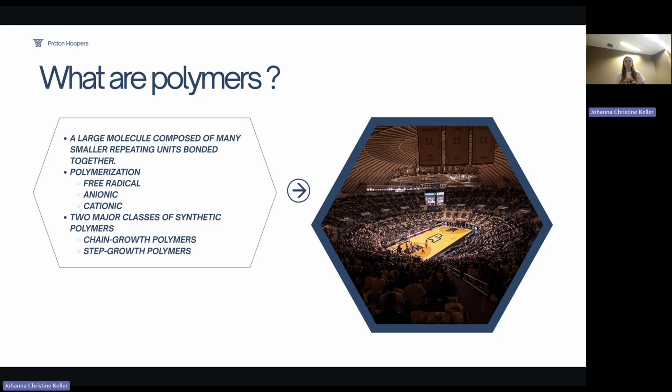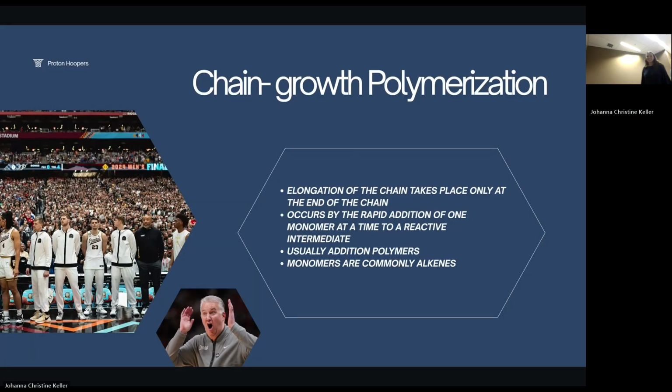Lastly, there are two major classes of synthetic polymers: chain growth and step growth. What does this mean? First, we're going to look at chain growth polymerization, which happens only at the end of a chain. The end of this chain is called the growing end of a chain. Rapid addition of the monomers will occur here, one at a time, to the reactive intermediate without losing any of the molecules. Polymerization involves successive additions across the double bonds, where the monomers are typically alkenes.